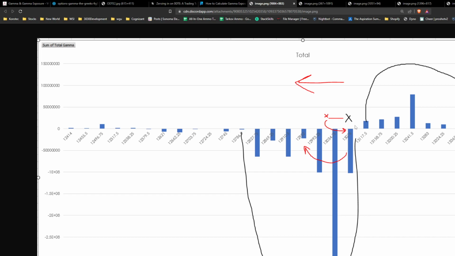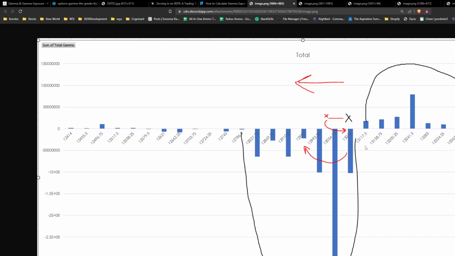The gamma flip range is just identified as the point where we flip from negative to positive. We want to stay out of that range. So between 13,117.5 and 13,076 here, you have a gamma flip range, if these bars are represented by that particular number. Anything in between that area, we stay flat.